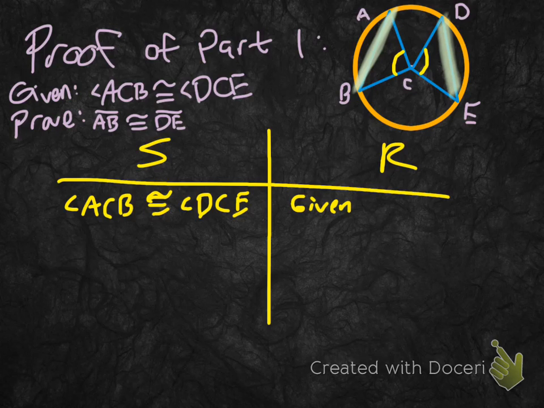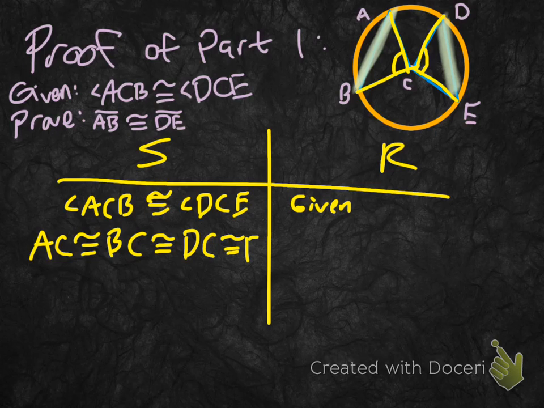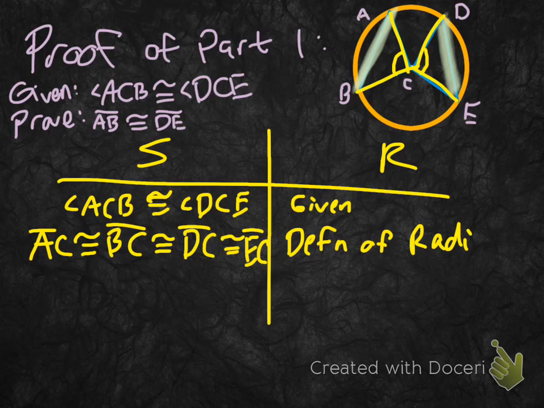What else do we know? Well, we know it's a central angle, right? That's the central angle they gave us, which means that each of these segments here is a radius, so we can say that each of those segments is congruent. We can say that AC is congruent to BC, which is congruent to DC, which is congruent to EC. I'm just combining this all into one statement, and that's because they are. So it's just the definition of radius, right? Radii are congruent. So we know each of those is a radius.